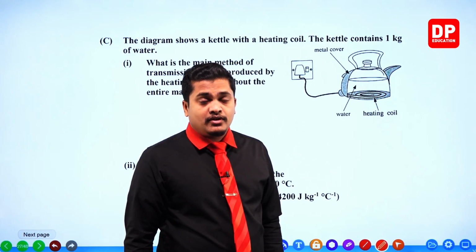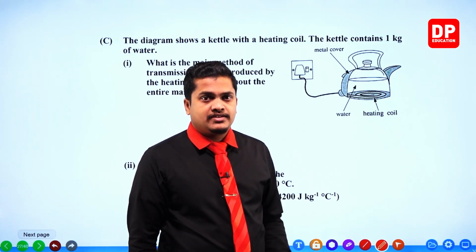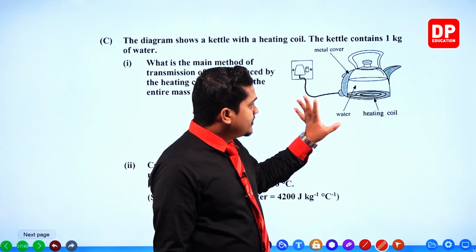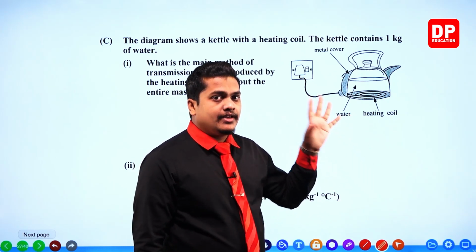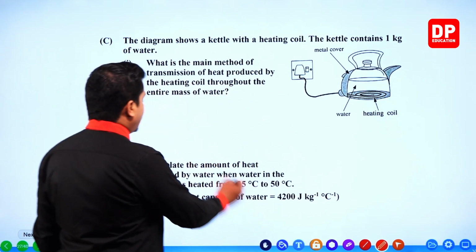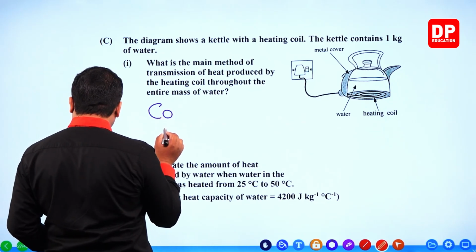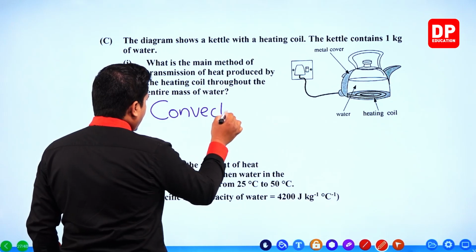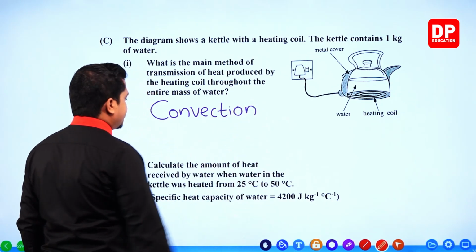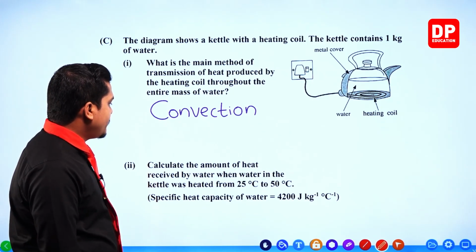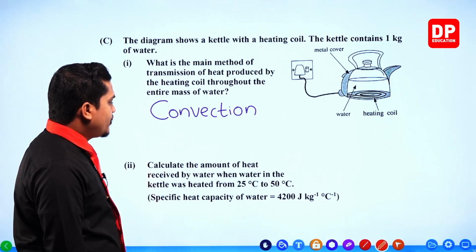So that's the main method of heat transfer in fluids. Fluids means liquid or else a gas. Both the things are correct, okay? So my dear children, this is a liquid. So in a liquid, the main method of heat transfer is convection. Convection, it should be the answer then. Right? Convection.